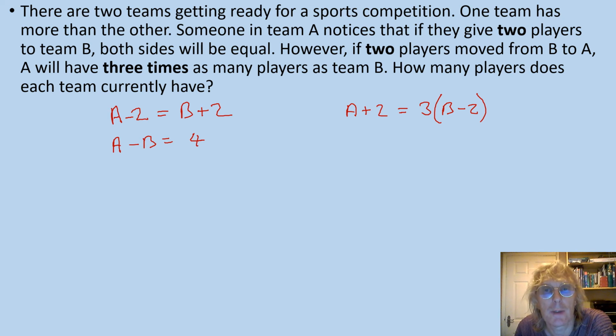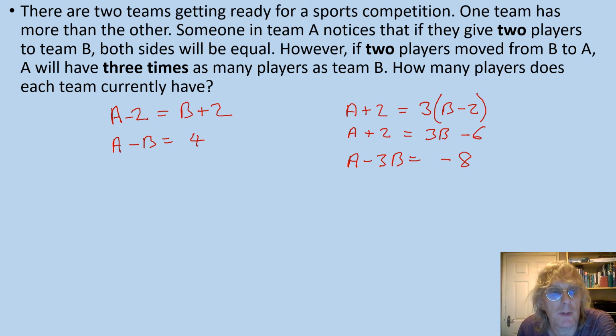So if we rearrange that, or we'll multiply the brackets out first, so A plus 2 still here equals 3B minus 6. So you're going to have A subtract 3B equals, we can take away the 2, so we'll have that as minus 8. If I bring these over here, we'll have these as our 2 equations. So we've got A minus B equals 4, and underneath we're going to have A minus 3B equals minus 8.